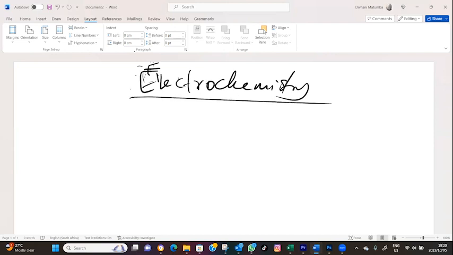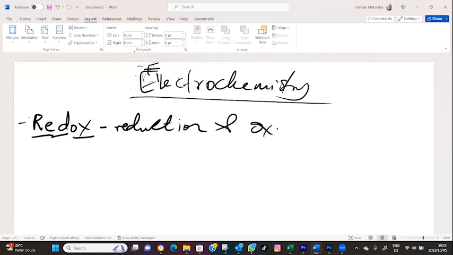Electrochemistry, as you can see from the term itself, deals with electricity generated by a certain chemical, or a chemical generated through electricity. Now, we have to define the following terms: redox, reduction and oxidation reactions.